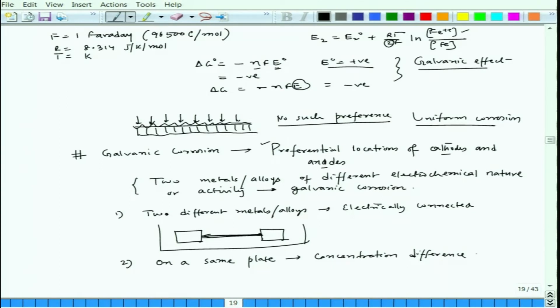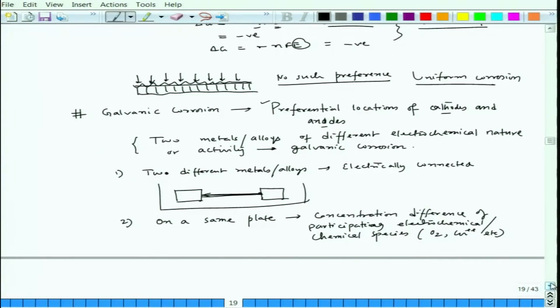A concentration difference of participating electrochemical or chemical species, it can be either, let us say, oxygen, copper ion, etc., can lead to galvanic effect. So, that would lead to preferential location of cathodes and anodes. Okay. So, this is extremely important, fine.